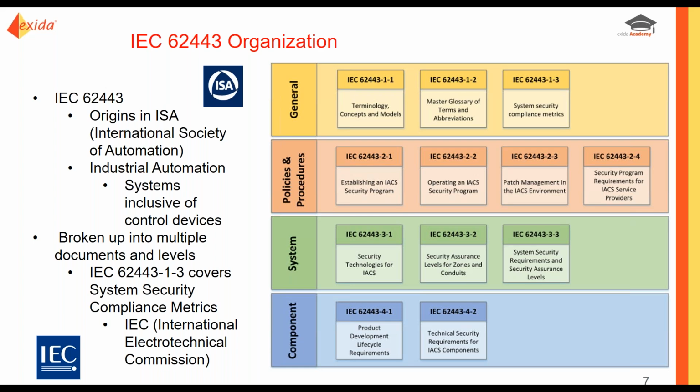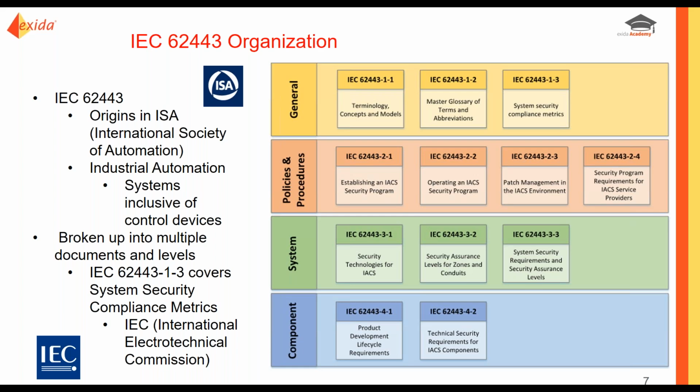So the book or the standard is broken up into these series of books from a general perspective, some of the terminology, policies and procedures. How do I establish a security program in the first place? And then how do I manage patches, certainly in an industrial automation control system environment? And then what kind of technologies do I want to use? We'll talk further here in a chart or two about the zones and conduits, and also security requirements.